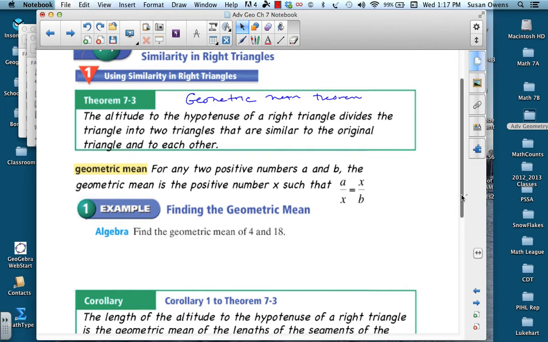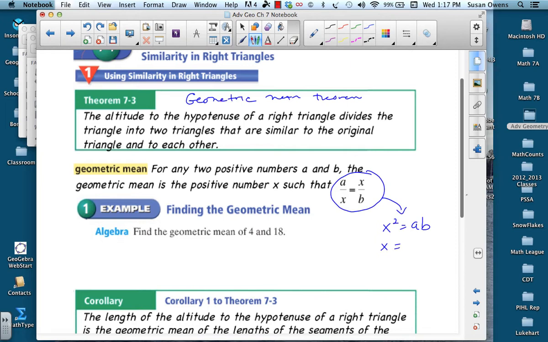Okay. Now, one thing that I like to do is I really don't like to work with it in this proportion form. So what I like to do is cross multiply it. So you get x squared equals a times b. And then even more, if I take the square root of both sides, and geometric mean is only positive numbers, so I don't have to worry about doing plus or minus, I get the square root of ab. A lot of times I like to use it in this form, and this is the form I'll use.